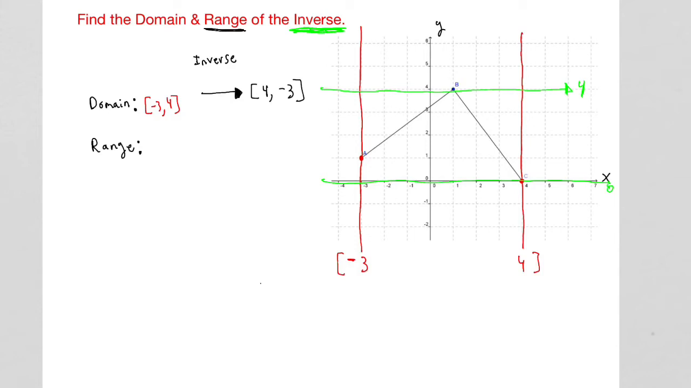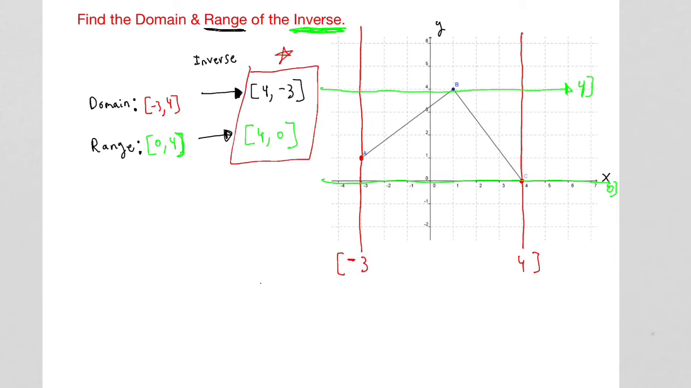We again have closed points on both ends, so we're going to have brackets here. Again, we read from bottom to top, so the range is going to be from 0 to 4. And if I want to get the inverse, we're going to change the positions, and now we get [4, 0]. And this is what we were looking for.